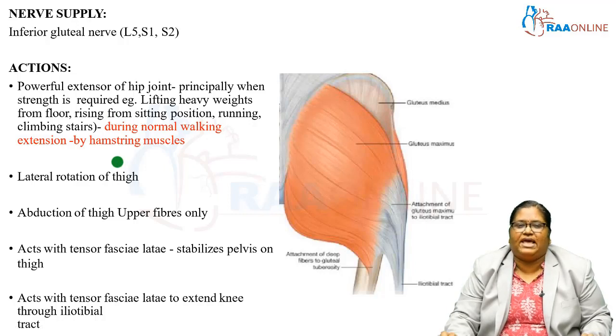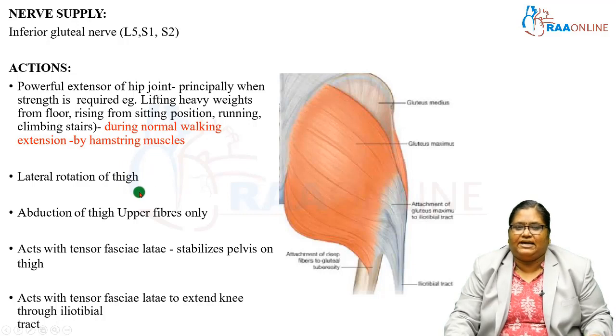It is a powerful extensor of the hip joint, principally when strength is required, for example, lifting a heavy weight from the floor, rising from the sitting position, running, climbing stairs. During normal walking, extension is mainly by the hamstring muscles.